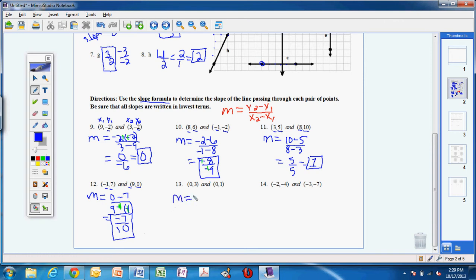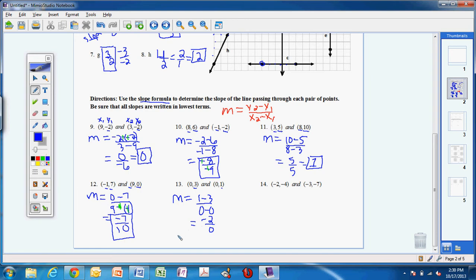So number 13, slope-intercept form. We're doing y2 minus y1, 1 minus 3, all over x2 minus x1, which is 0 minus 0. So in this case, the top is not as important because I know on the bottom I'm going to actually have to be dividing by 0. So you should get negative 2 over 0. And again, we can't actually divide by 0.